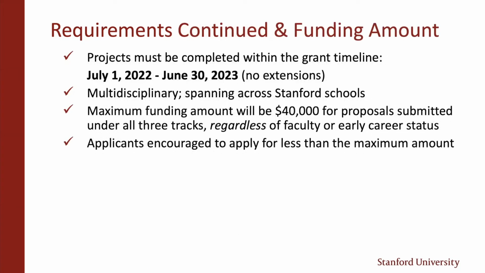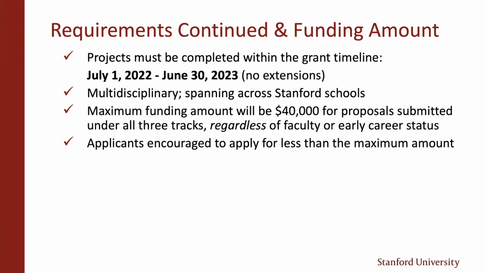Okay, and so projects must be completed within the specific grant timeline. There are no extensions, and we're bound to NIH guidelines around this. This is an annual program that we do every single year, and we can't have all of our grants extending into the next funding cycle; it gets very, very complicated. So the funding period starts July 1st, 2022, and the grants run for a full year, ending June 30th, 2023.